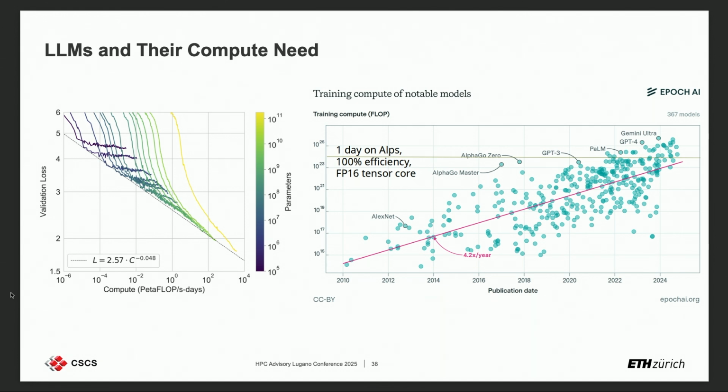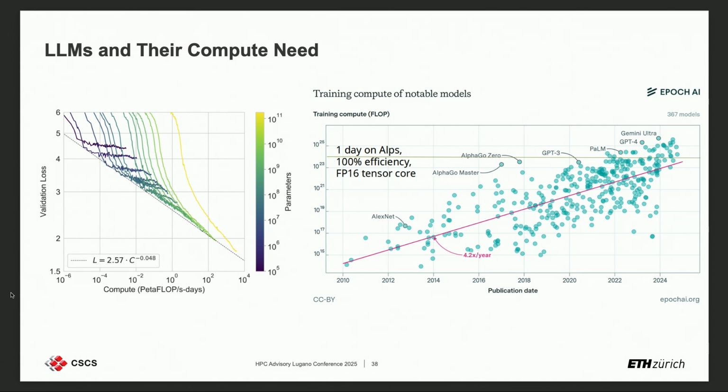On the left, you see the validation loss of some unnamed LLM. We don't really care which. The point is to show that even in this example, the validation loss can take petaflop-days to decrease to the convergence level that we want. On the right side, you see the training compute of notable models from Epoch AI, where you can see the linear scaling when you look at the publication dates of models such as AlexNet, GPT-3, GPT-4, and so on, across the flops that they require.